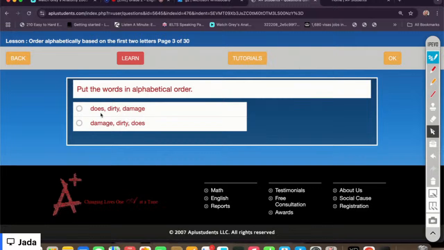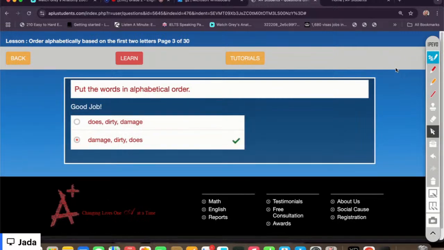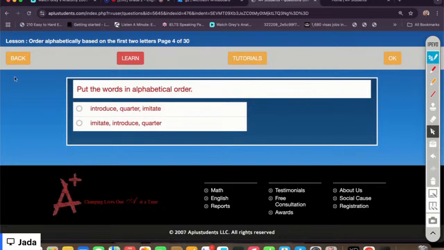Okay, so we have damage, dirty, and then does. Okay, so we have introduce, quarter, and imitate. What's the right order for this?